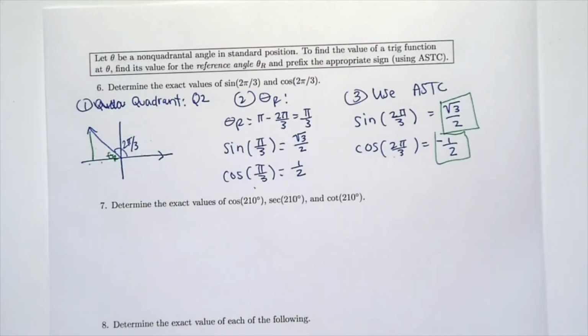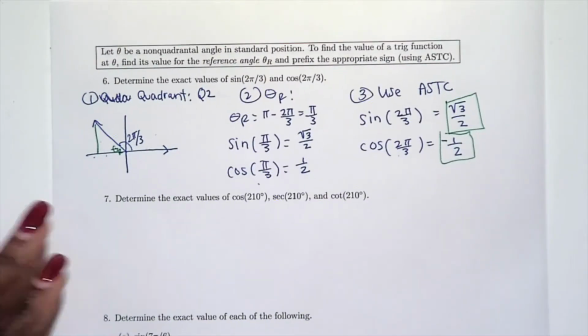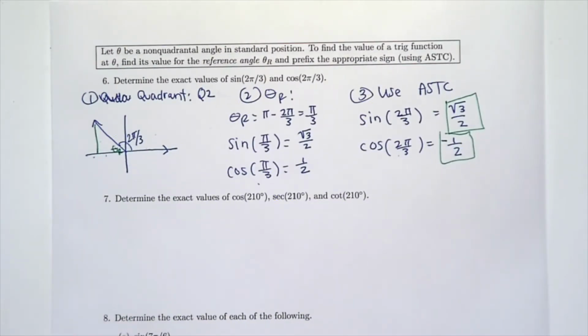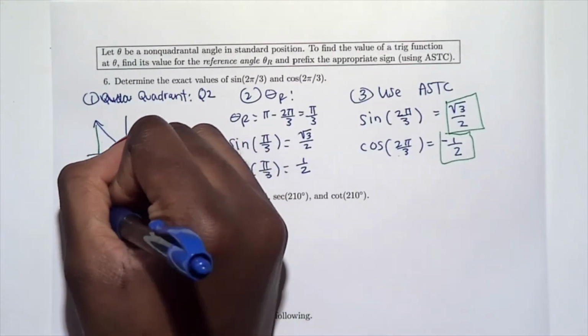All right, so let's keep going. We're almost done with this section. So we want to determine the exact values of cosine 210 degrees, secant 210 degrees, cotangent 210 degrees. Yes, we can use the unit circle, but this is the reference angle section, so we're going to use reference angles. First step is determining what quadrant we're working with.